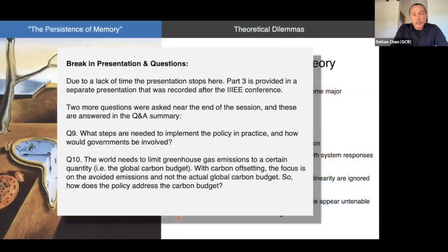Question 9, what steps are needed to implement the policy in practice, and how would governments be involved? Our theory of change is to attract funding to do a demonstration of the policy. And in that experience, we would need to attract a few governments to support the demonstration. We want to convince the governments to bring people from their central bank into the demonstration so we can do a desktop review of the policy, interview all the stakeholders.